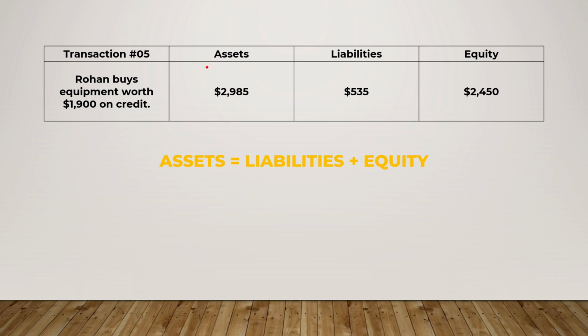Since Rohan buys some equipment for $1,900 on credit, assets in the form of equipment will go up by $1,900. At the same time, since the equipment is bought on credit, liabilities will also go up by $1,900. This is a kind of loan taken, which Rohan must pay off in the future.